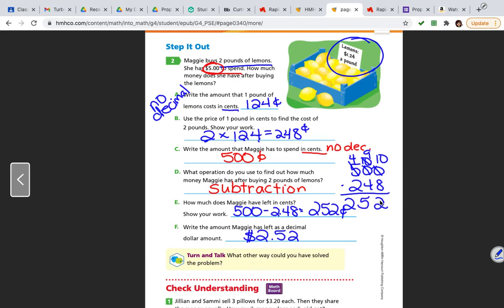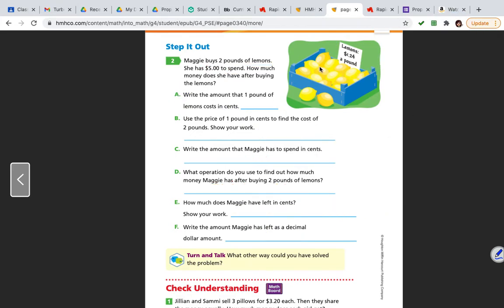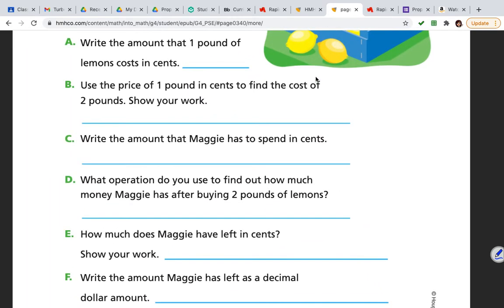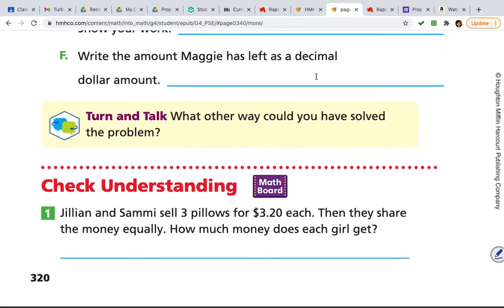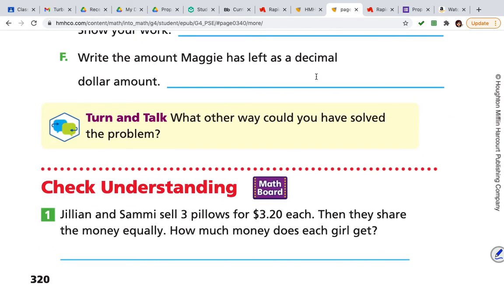At the bottom, we have a multi-step problem. So look at the question number 1 at the bottom. It is 2 steps, so you're going to use 2 operations to solve this. So go ahead and solve it, pause the video, and start it back to check it.